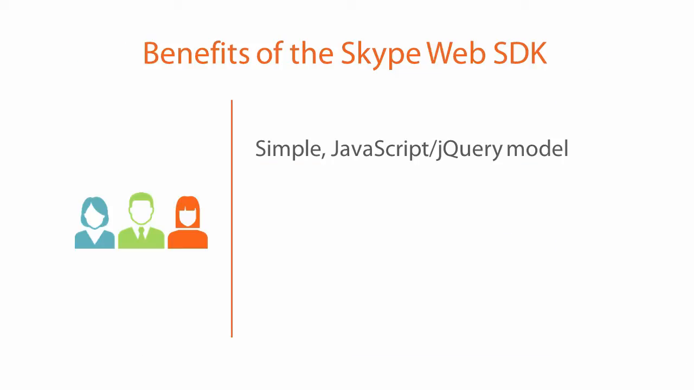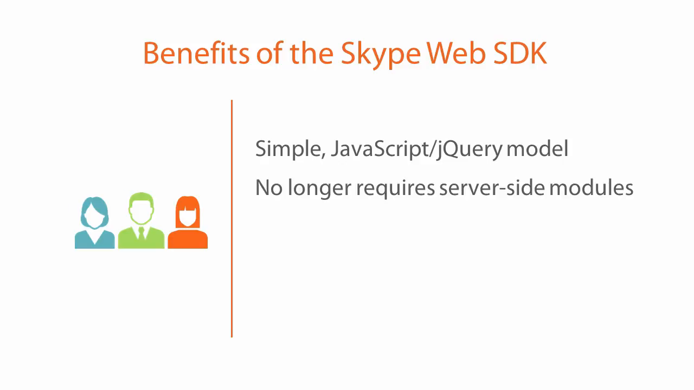The Skype Web SDK is a client-side JavaScript library with no requirements for server-side modules. The library is provided on Microsoft's Global Content Delivery Network, or you can download it and host it within your own application. This is particularly useful for intranet applications that may not have direct internet access.